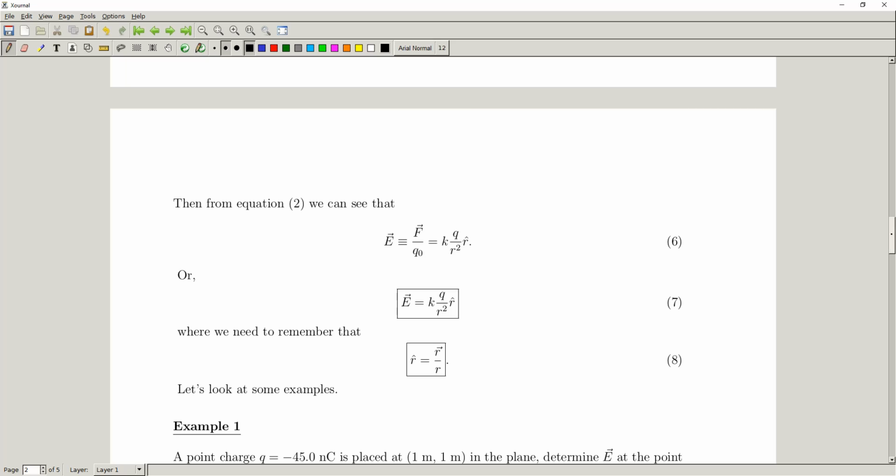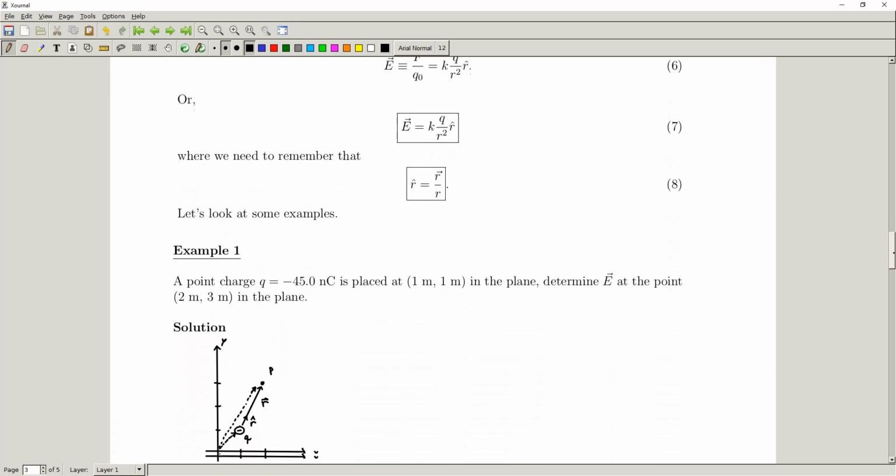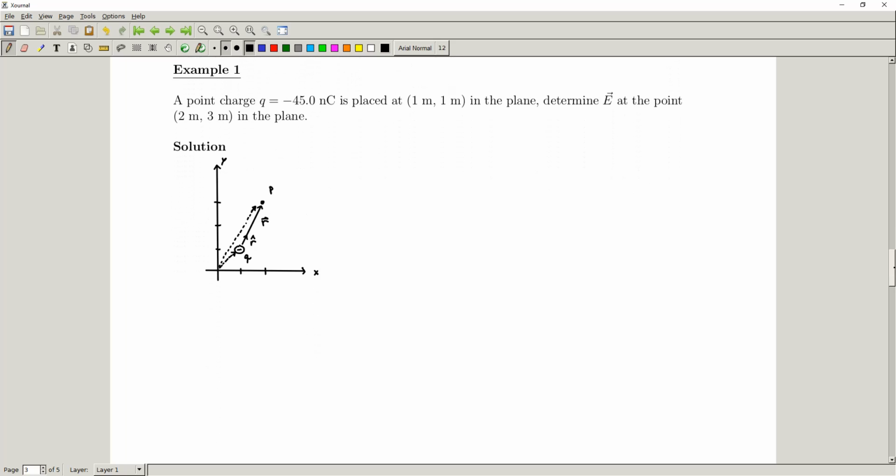Okay, so we've talked a little bit about the theory of developing this idea of an electric field. Now we can do some examples. I have two examples in mind here. We'll try to get to them quickly. I have numbers worked out over here. Hopefully it all works out.